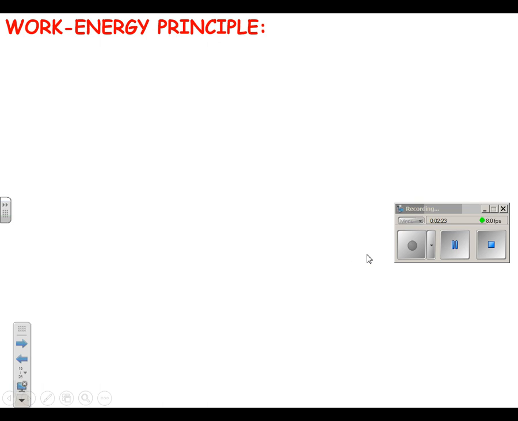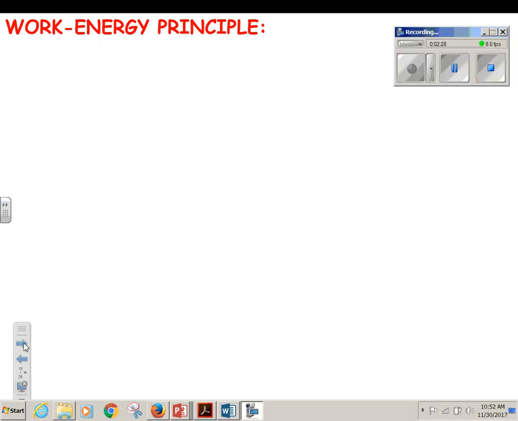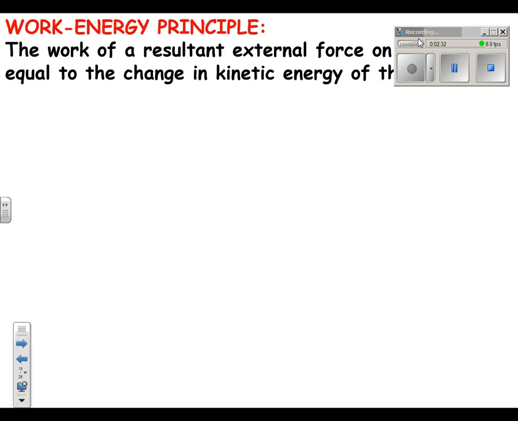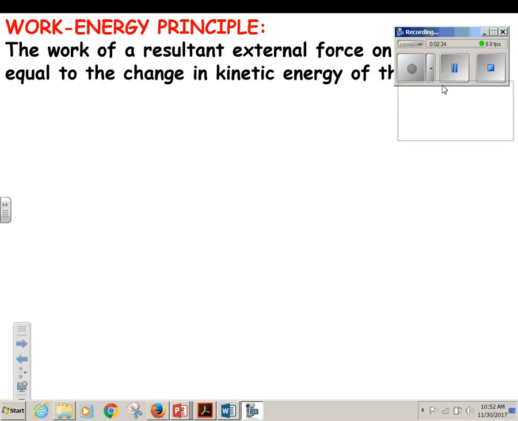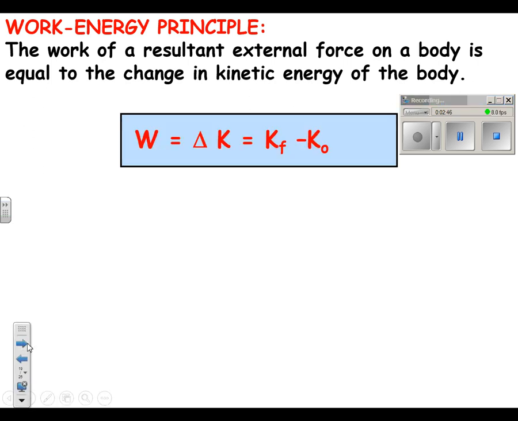We've touched on the work-energy principle already in class, but on your formula chart, it says that delta E equals work. What that means is the work of a resultant external force on a body is equal to the change in the kinetic energy. It could be the change in kinetic energy, or it can be the change in the potential energy. But really, delta K is that delta E on your formula chart.